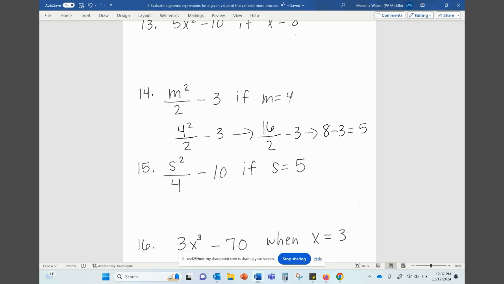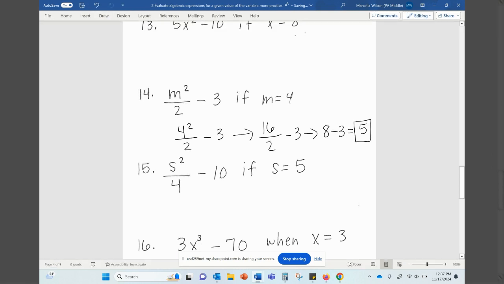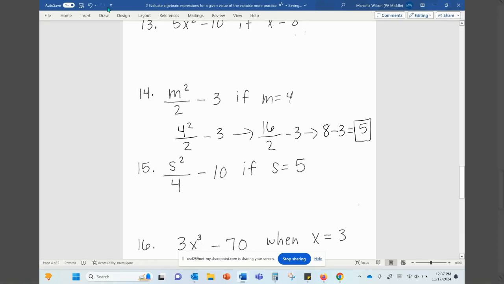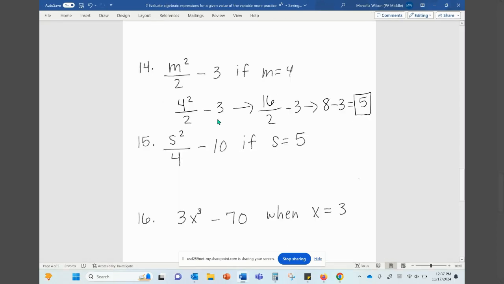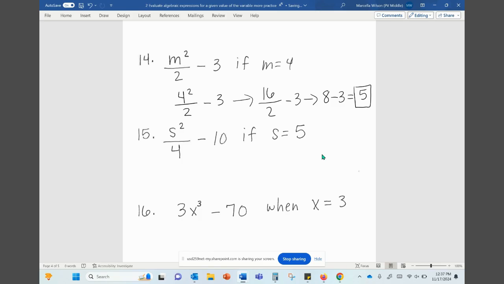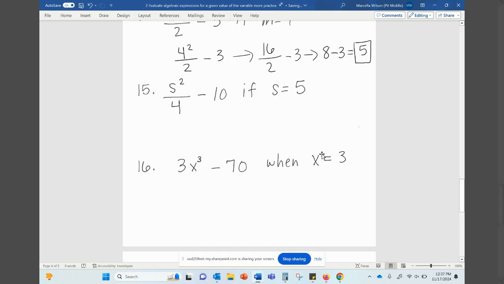Did I get that the first time around? I did not. 16 minus 2. Yeah, I didn't. I did it wrong on my answer key, so I did it right here. Good thing I corrected myself. 8 minus 3 is 5. All right, so 15 looks like 14. See if you can do that one on your own.